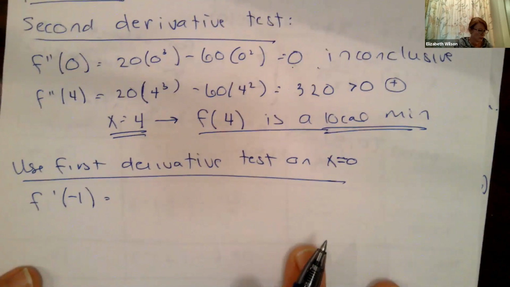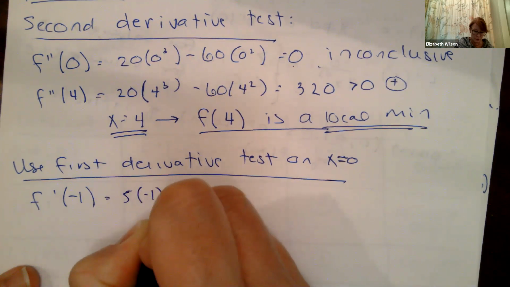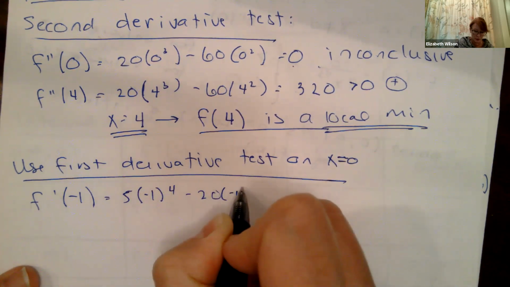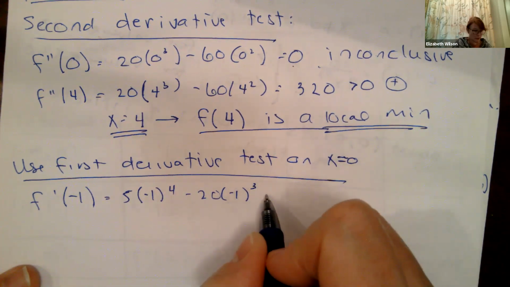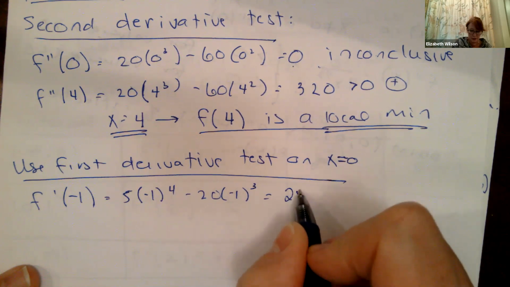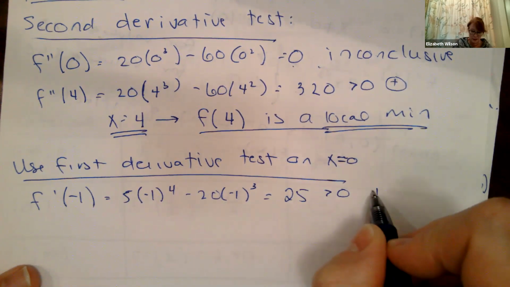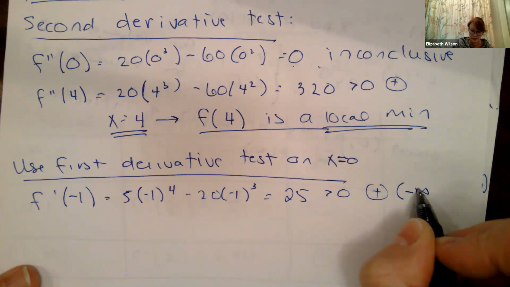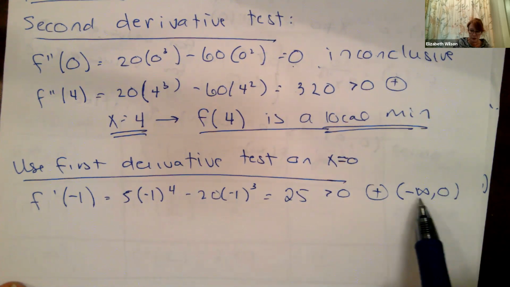So this is going to look like 5 times -1 to the 4th minus 20 times -1 cubed, which makes it 5 plus 20, which gives me 25, which is a positive number. So this is positive along the interval -infinity to 0.